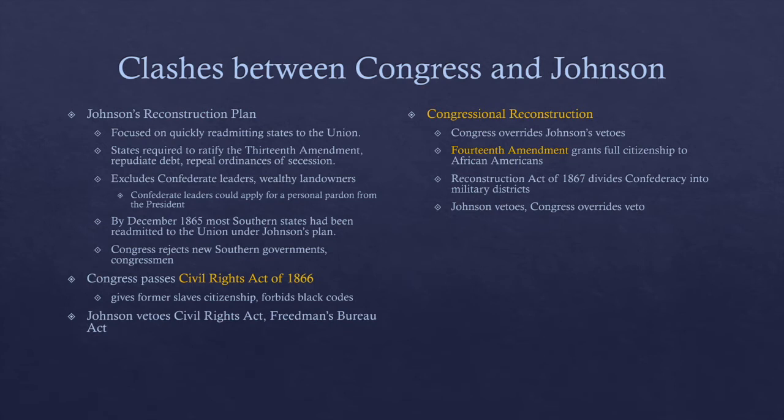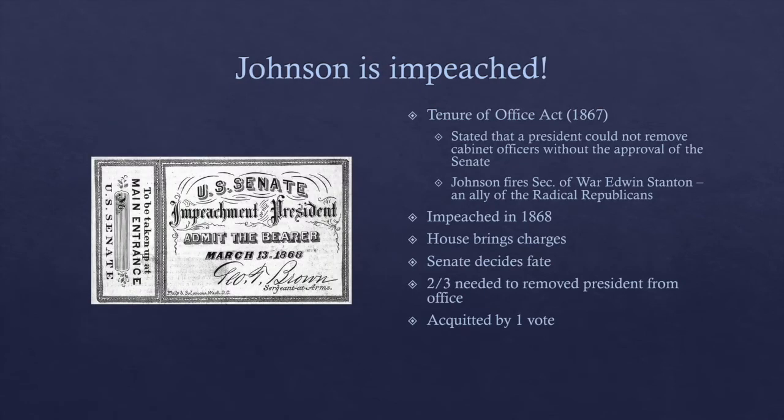Later, Congress establishes the Reconstruction Act of 1867, which President Johnson vetoed and they overturned, which divided the former Confederacy into military districts to be overseen by a Union general. Troops would be stationed in the South to protect the rights of formerly enslaved people. The tug of war between Congress and President Johnson went on for several more months.